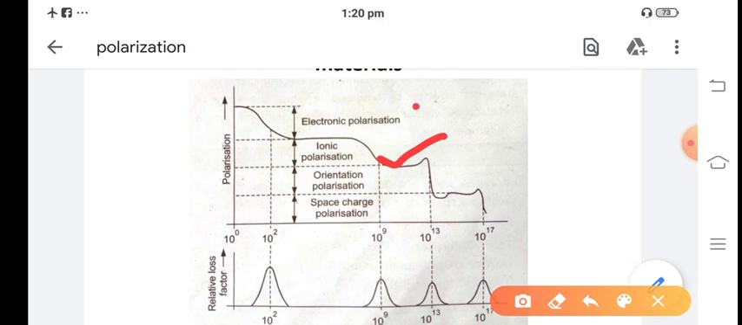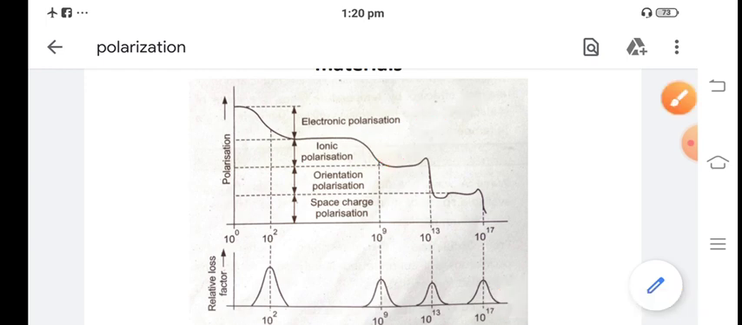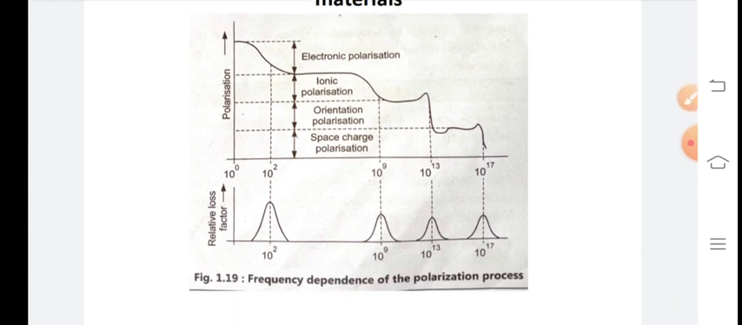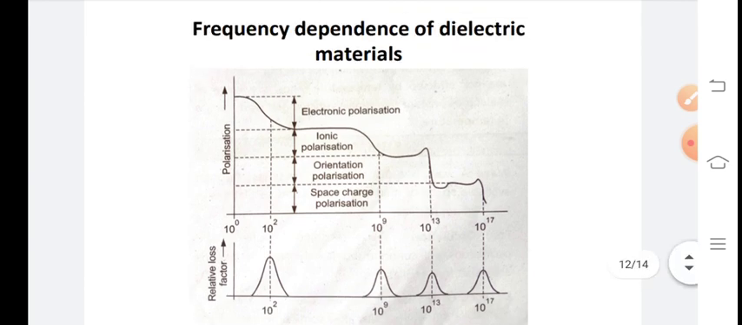And last one is the electronic polarization. Electronic polarization is the fastest type of polarization, and it occurs even at optical frequency, that is 10 raised to 15 hertz. This is the graph of polarization against the frequency of the applied electric field. So this is the frequency dependence of dielectric material. From this graph it is seen that all types of polarization strongly depend on frequency.